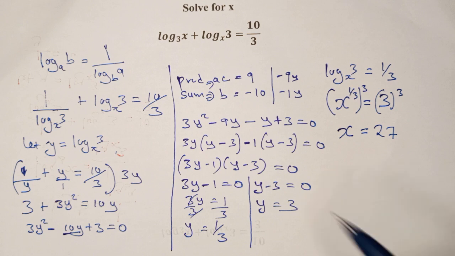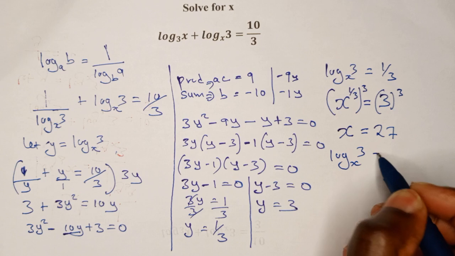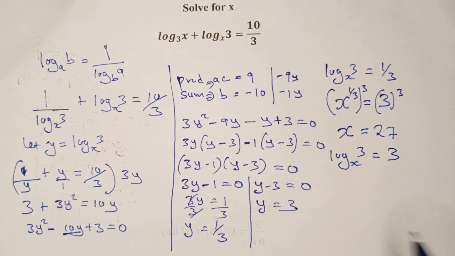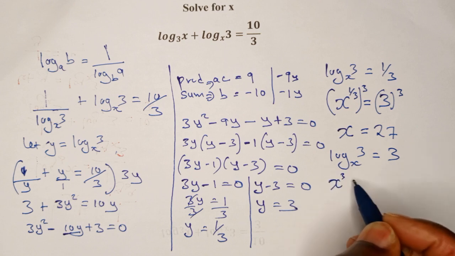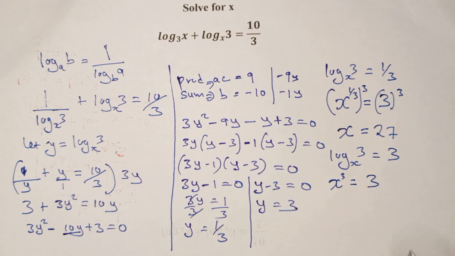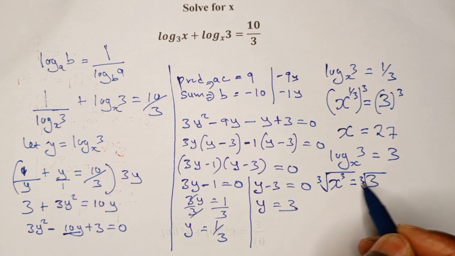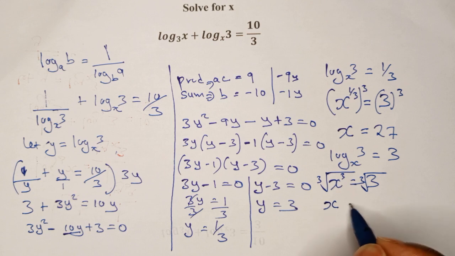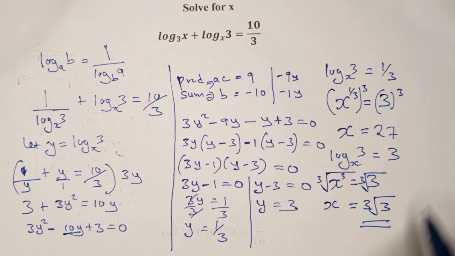The second value of x is when y is 3. So we say now log 3 to base x is equal to 3. Again, you convert this one from log notation to index notation. This will be x raised to 3 is equal to 3. We want the value of x, we don't want x raised to 3. So we just take the cube root of both sides, and you're going to have x is equal to the cube root of 3, and those will be your values.